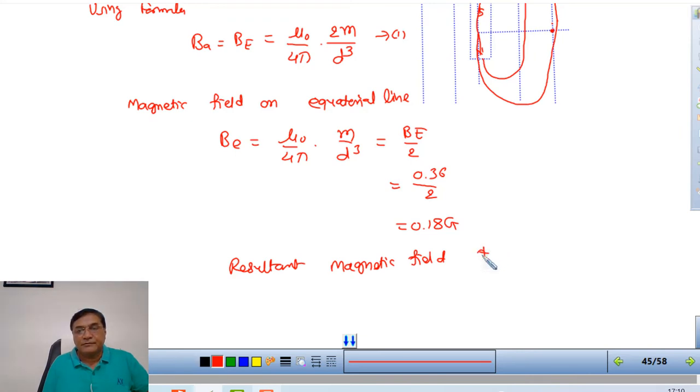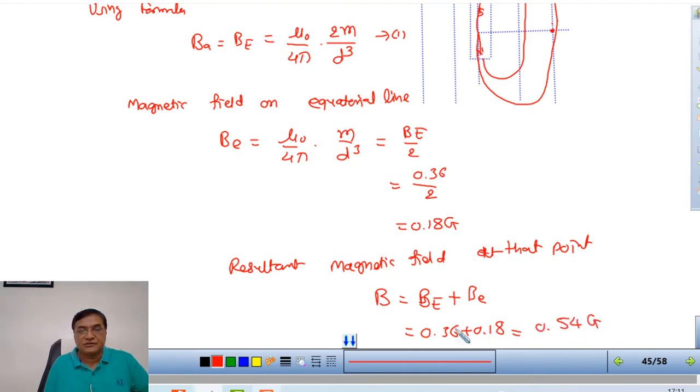So the total resultant magnetic field at that point is equal to B because of the earth plus the magnetic field of the magnet on the equatorial line. So 0.36 plus 0.18, you get 0.54 Gauss. So this is our answer. 0.54 Gauss is our answer.